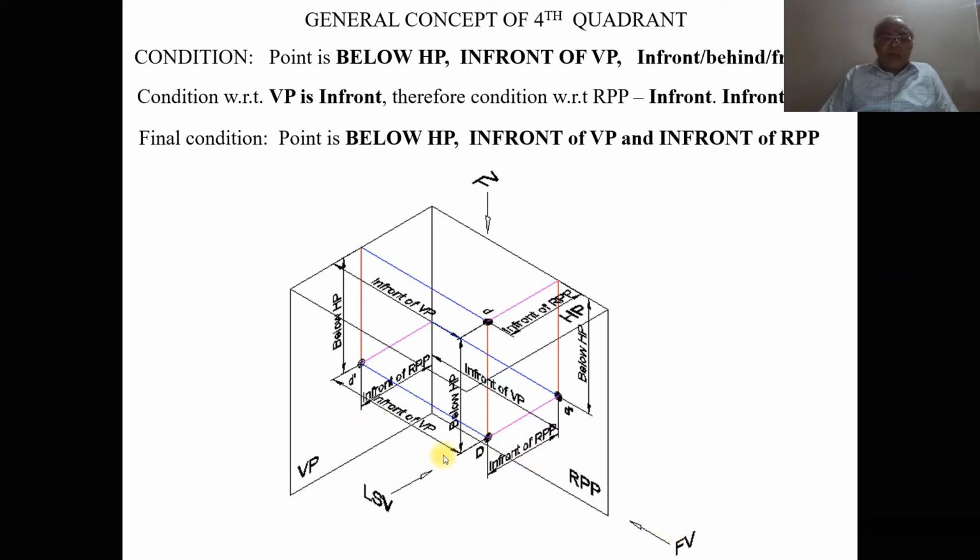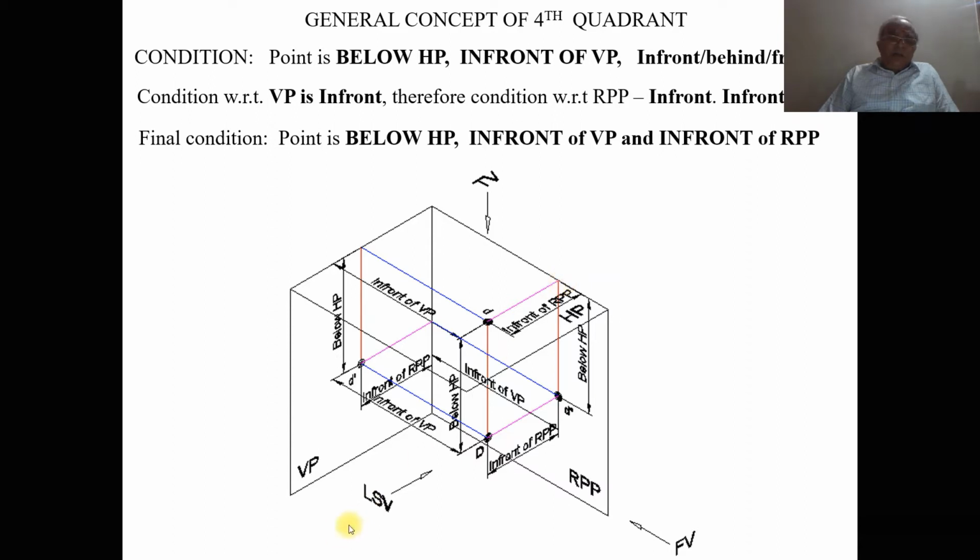Therefore, in the fourth quadrant, if the point is to be seen in the profile plane, the condition has to be in front of RPP. Which distance is in front of RPP? That is this distance. When you look from the front view, you can see here it is in front of RPP, and when you look from the top view, the in front of RPP distance is seen here.